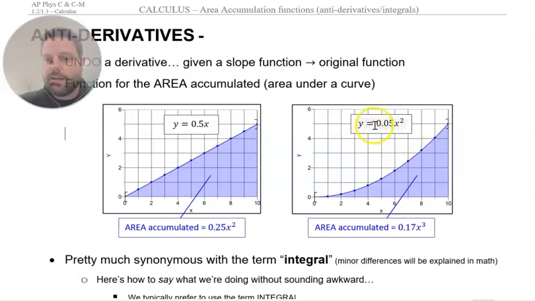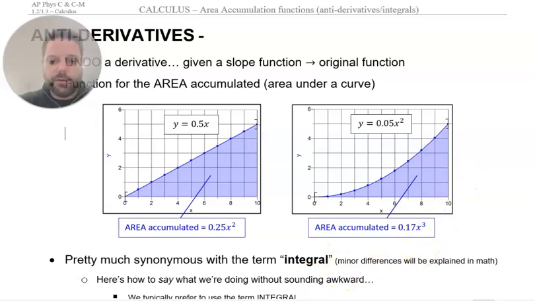In this case, it's a quadratic, described by y equals 0.05x squared. And again, we can see that there's this area accumulated, described by the function 0.17x cubed. And again, it's like, where is that area accumulated function coming from? It's coming from the antiderivative of our original quadratic up here.